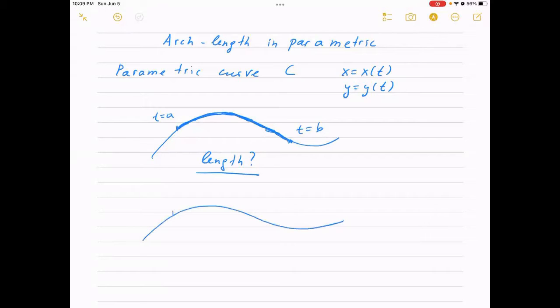So let's look one more time. t equals a, t equals b. So we have t between a and b. And we're going to divide the interval between t equals a and t equals b into subintervals of small length delta t. So that is t0, which is t equals a, then t1, then t2, and so on. The last one, tn. So correspondingly, our parametric curve will be divided into smaller pieces.